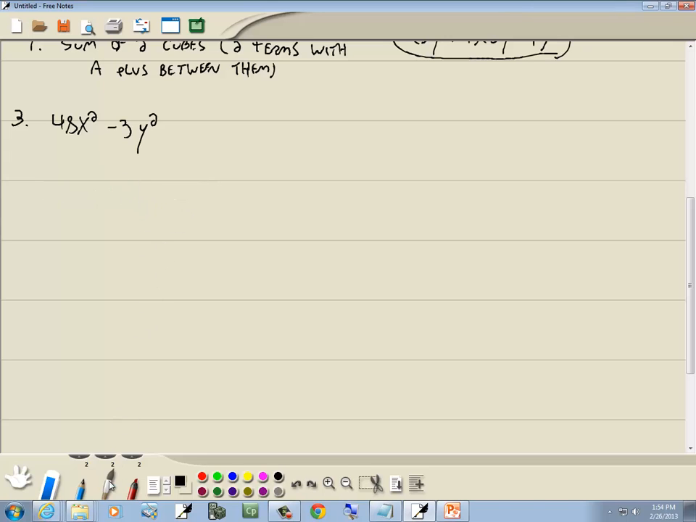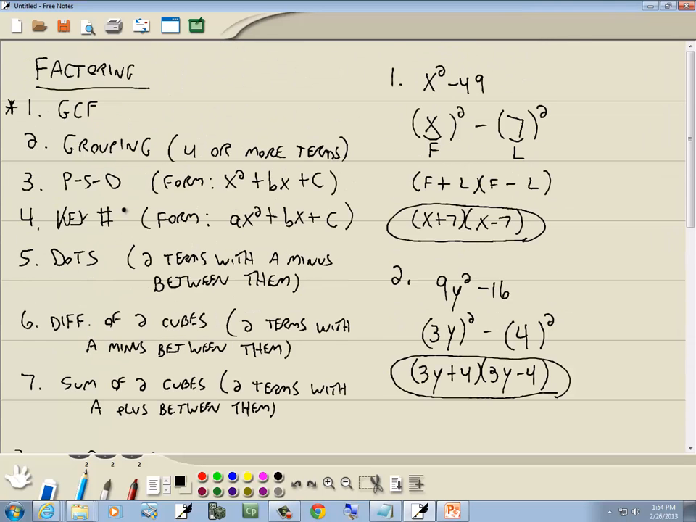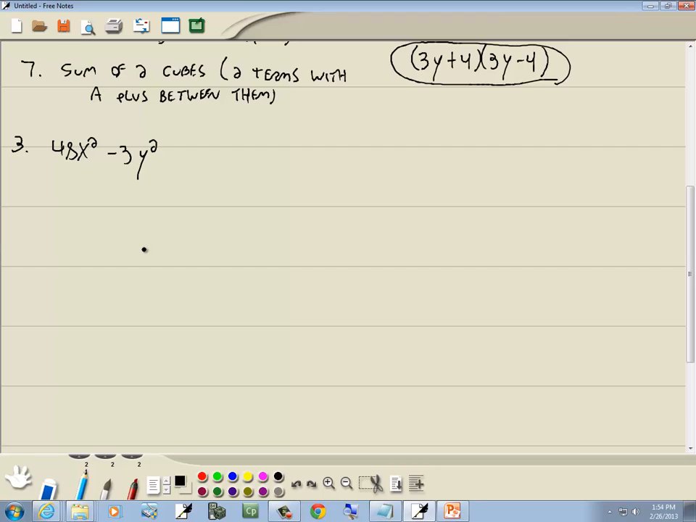Because remember, our first method of factoring, if I scroll up there, is always GCF. So you look for what they have in common. Well, these both have a 3 in common, both divisible by 3. So I'll factor 3 out. 48 divided by 3 gives us 16 x squared minus, that 3's gone, so y squared. So we did GCF first.